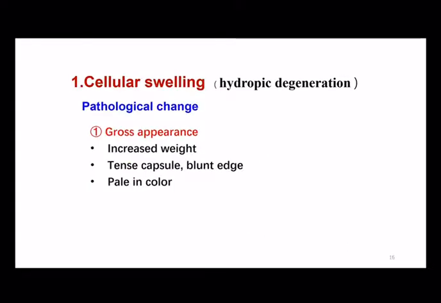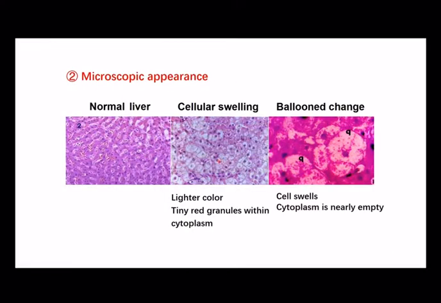Pathological changes of hydropic degeneration. In gross appearance, the weight of the organ is increased with tense capsule and blunt edge. In the cut surface, the color of the organ becomes pale. Okay, let's take liver as an example. This is a normal liver. This is a cellular swelling picture.